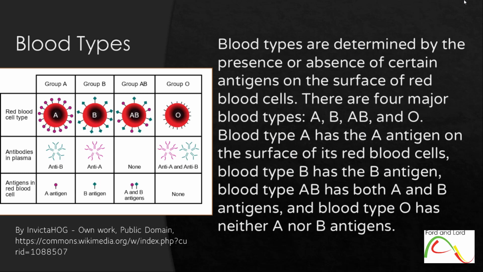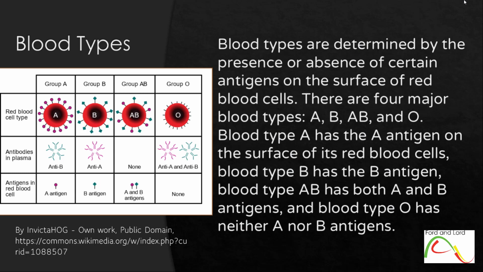Additionally, each blood type can be either Rh positive or Rh negative, depending on the presence or absence of the Rh antigen. The importance of knowing your blood type comes into play when you need a blood transfusion. If a person receives blood that is not compatible with their blood type, their immune system may mount an attack against the foreign blood cells, leading to a potentially life-threatening reaction. Therefore, it is crucial to match the blood types of the donor and the recipient before performing a blood transfusion.